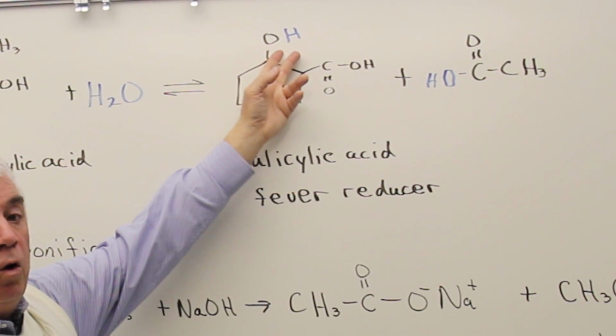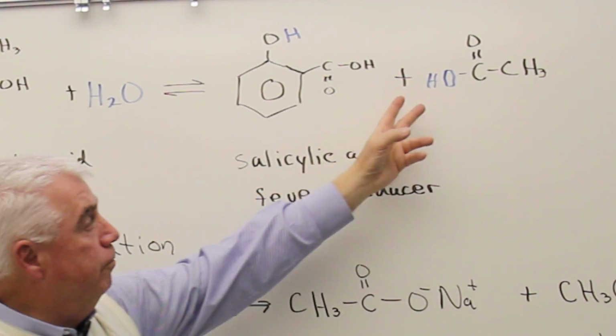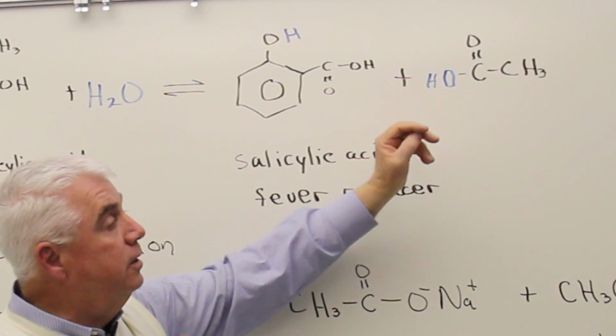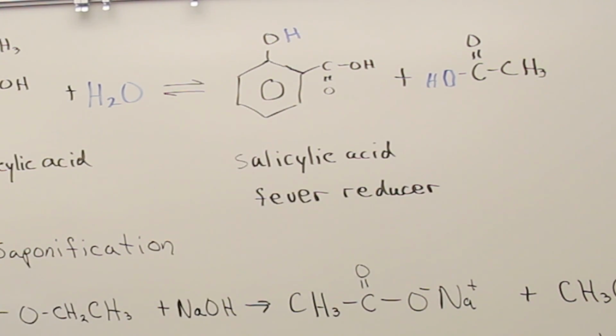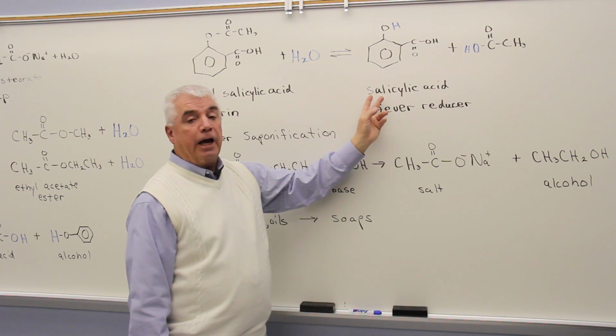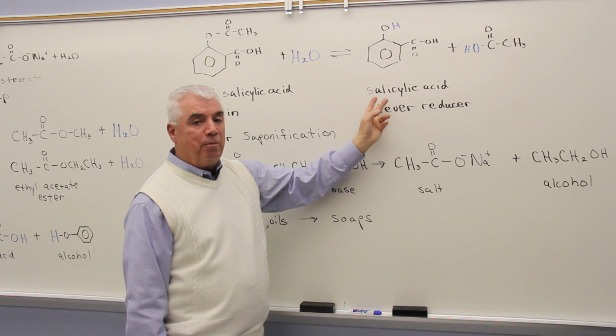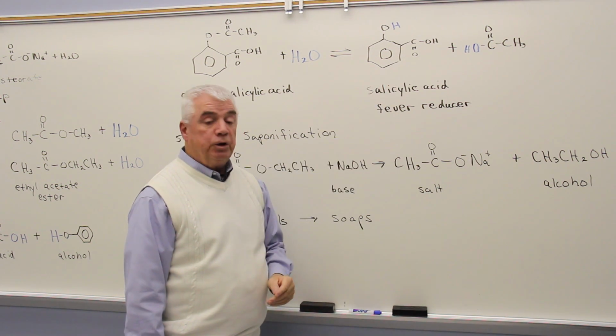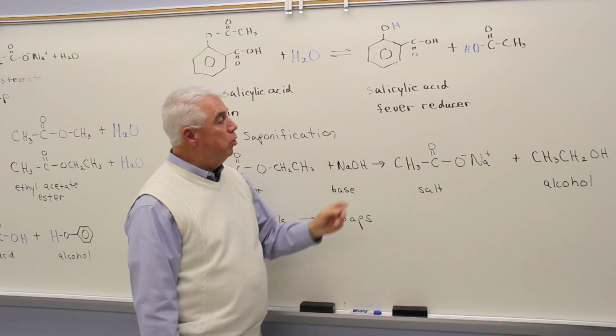So here's the alcohol portion up here. Over here's the carboxylic acid. And we get these 2 molecules. This is called salicylic acid, and it's the actual fever reducer in the body. Originally it was isolated from willow.